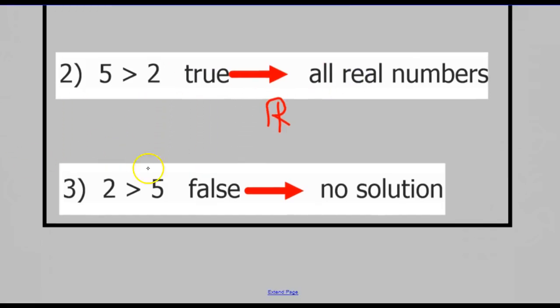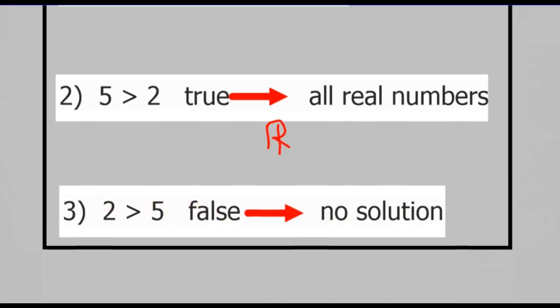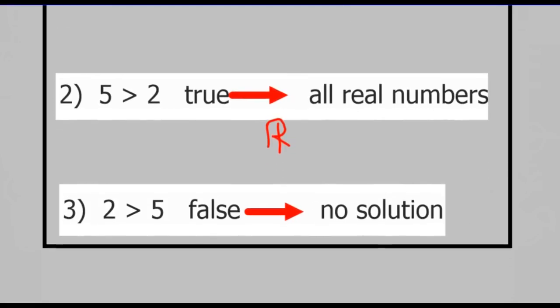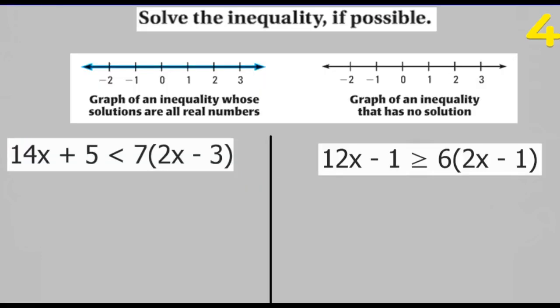If it's false, 2 is greater than 5, well, we know that 2 isn't greater than 5 because it's smaller than 5. If it's false, there is no solution. So this problem would not work. This is impossible to do. So we have one solution, all real numbers, if it's true, and if it's false, no solution. So let's try and see if we can figure out if these are true or not.